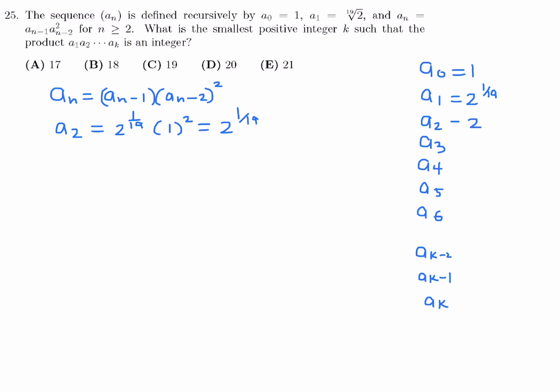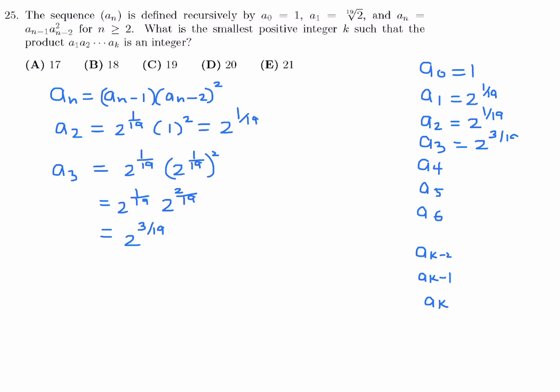Okay, so put that here, 2 to the 1 over 19. A_3 is going to be A_2, which is 2 to the 1 over 19, times A_1 squared, which is 2 to the 1 over 19 squared. And this is going to be 2 to the 1 over 19, and then you're not going to square the exponent, right? You just multiply it, so it becomes 2 over 19, like that. And then you just add the exponents, so that becomes 2 to the power of 3 over 19. So I'll put that in here, 2 to the power of 3 over 19.